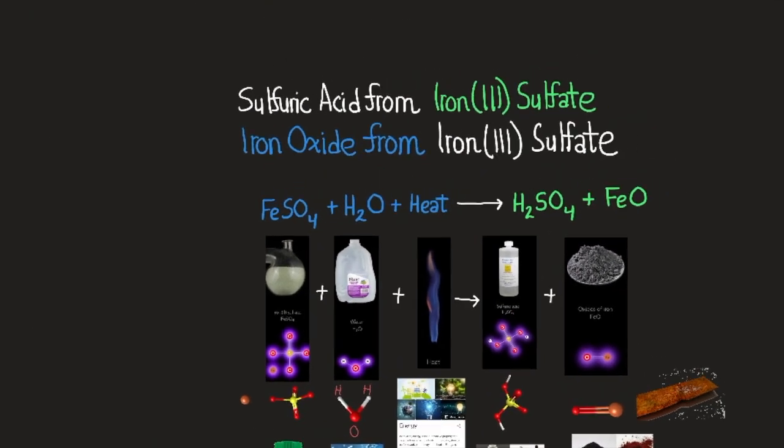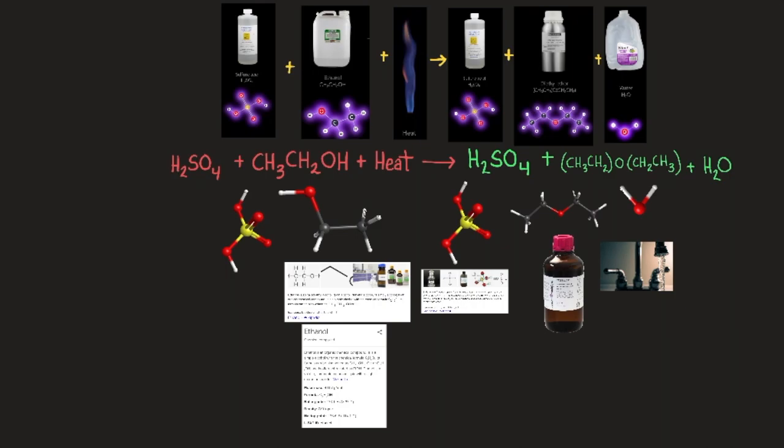So that was how to make diethyl ether from sulfuric acid and its uses. I hope you learned about sulfur, oxygen, hydrogen, and carbon from this video.